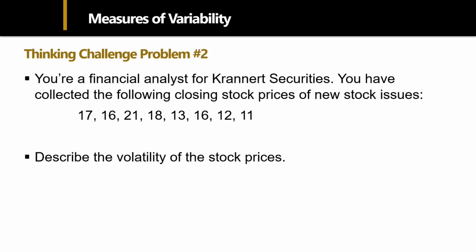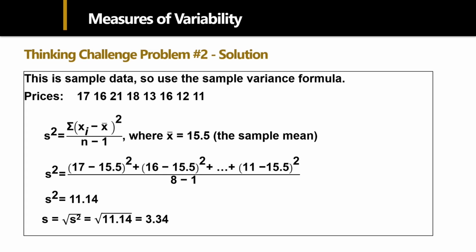Challenge problem number 2. Same situation. We're an analyst, and we have these stock values. What's the volatility of these stock prices? There are my prices right there. There's no need to order. I can find the average to be 15.5. That's my sample mean. Subtract the sample mean from each one of the observations, square, sum all those up, and divide by 7. This gets me to a variance of 11.14 and a sample standard deviation of 3.34.